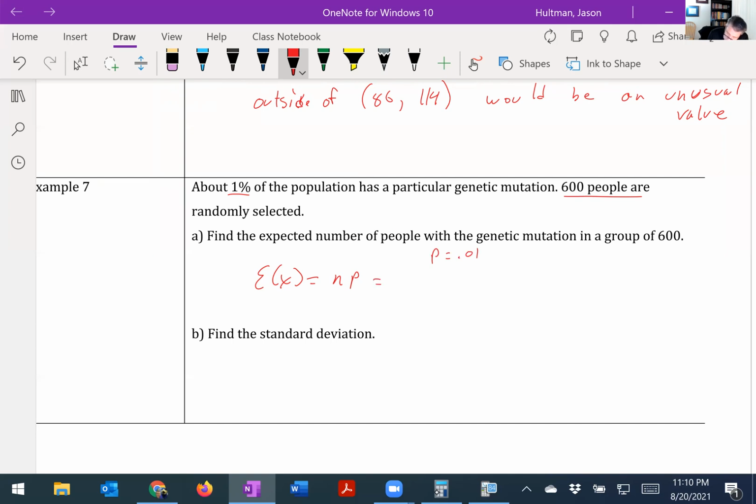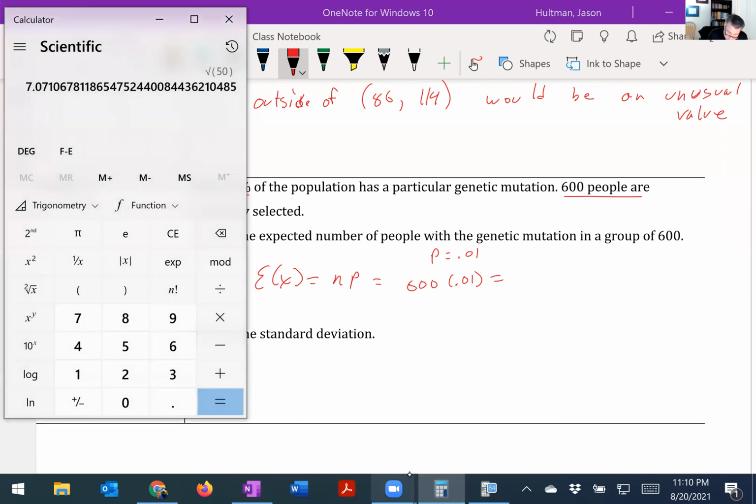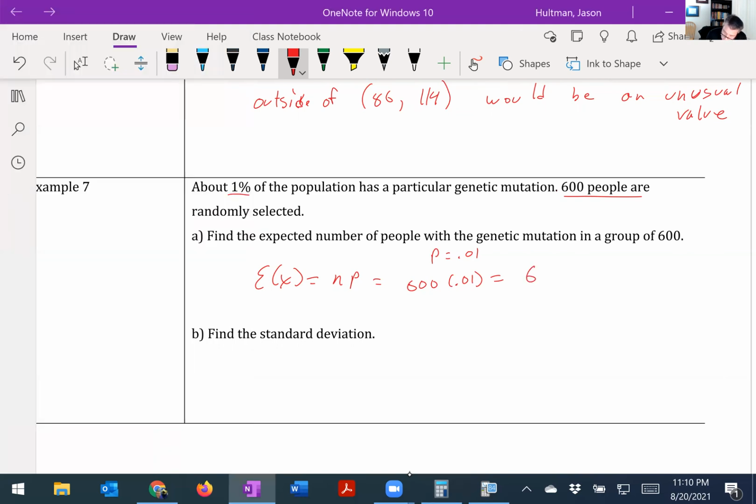So N is 600 people. 1% of that is going to be 6 people. Let's just verify that. 600 times 0.01 is 6. Yeah, so 6 people are expected to have the gene.